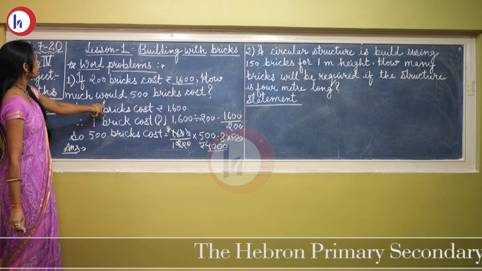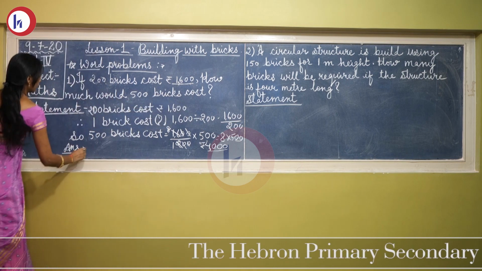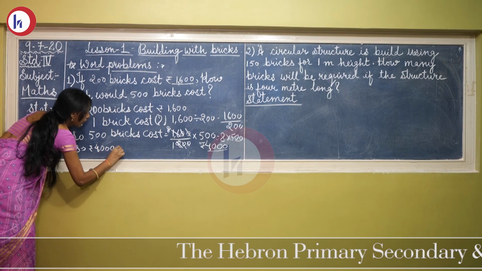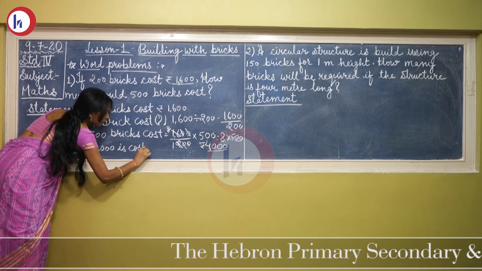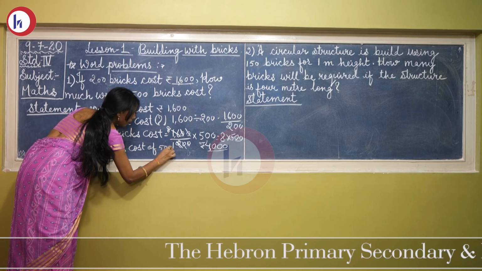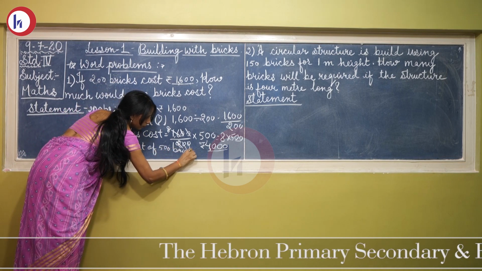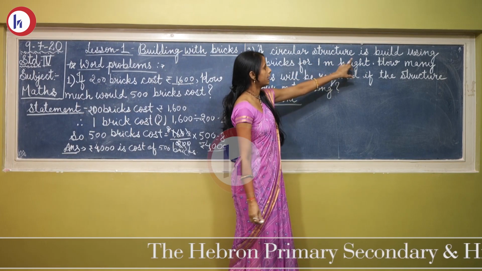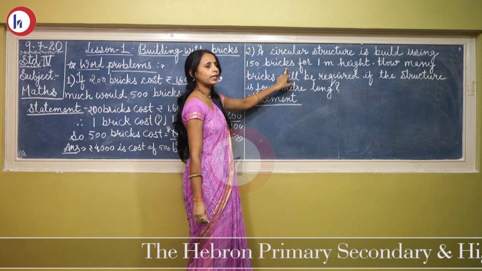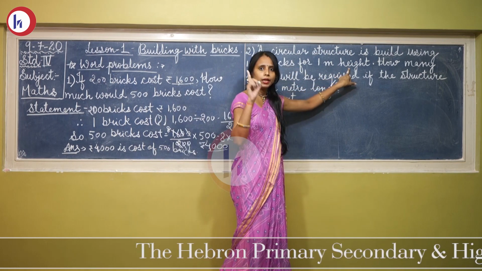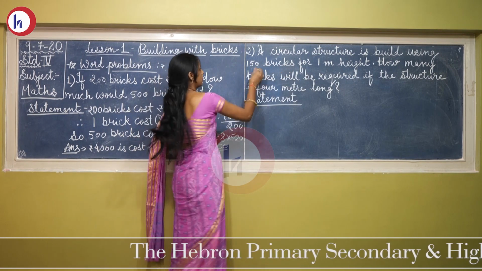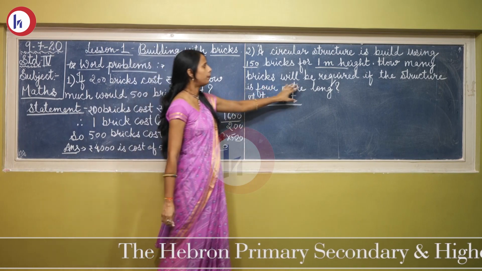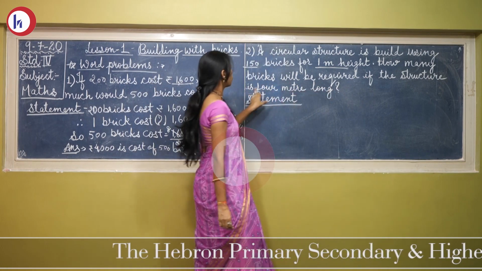So the answer: the question is, how much would 500 bricks cost? Rupees 4000 is the cost of 500 bricks. Now the next question. A circular structure is built using 100 bricks for 1 meter height, 1 meter height for 150 bricks. So remember this thing.